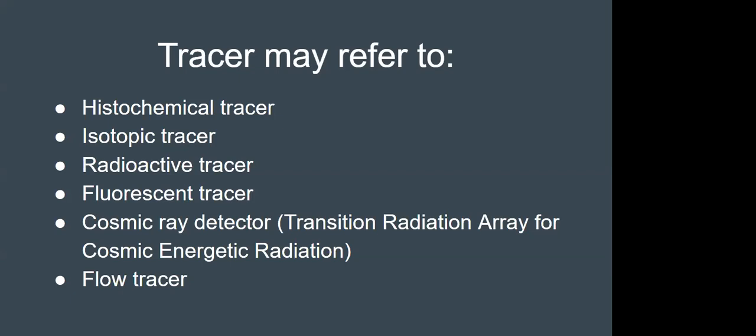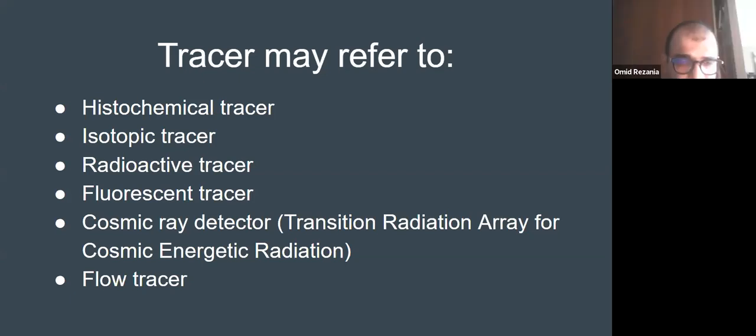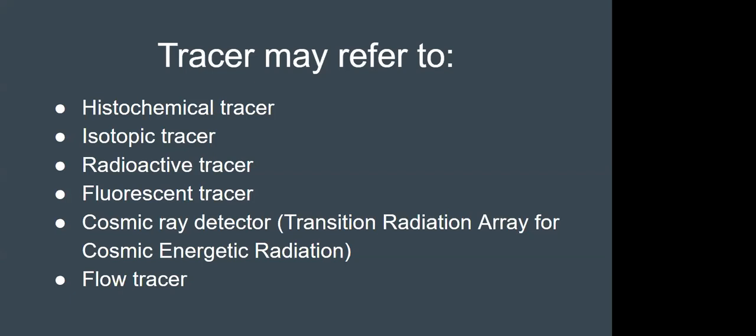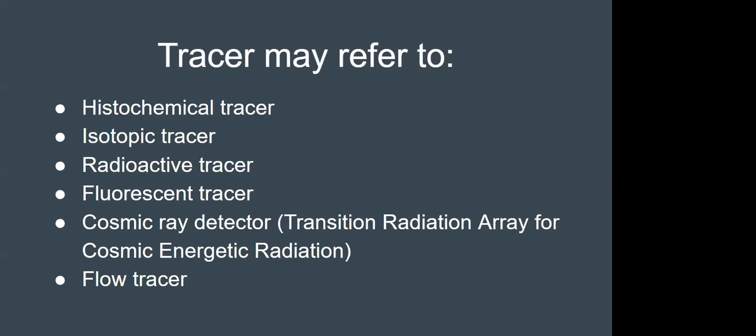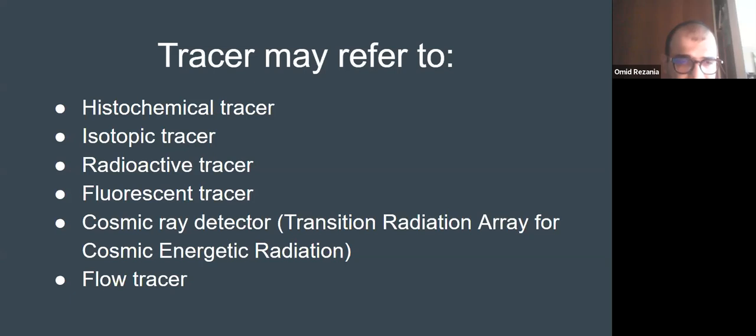The isotope tracer is a substance with an isotope that has been enriched to a greater level than found in nature. It can be the same as the radioactive tracers, or the radioactive tracer contains a radioisotope that is used for tracking purposes. Okay.